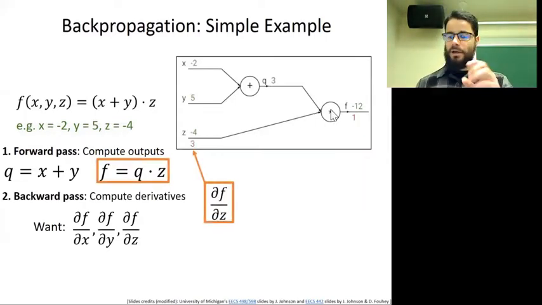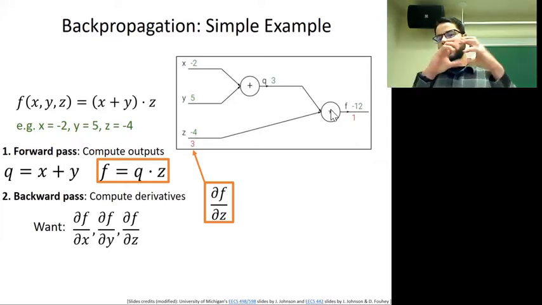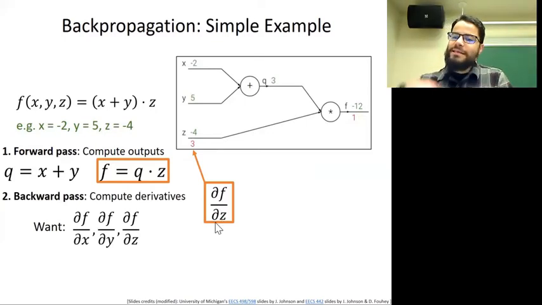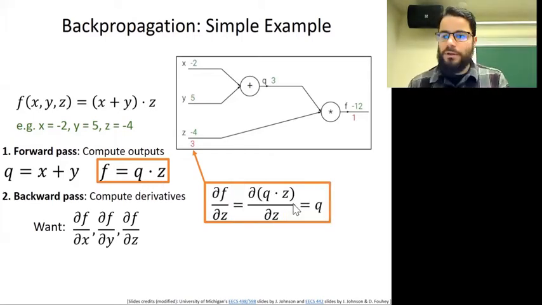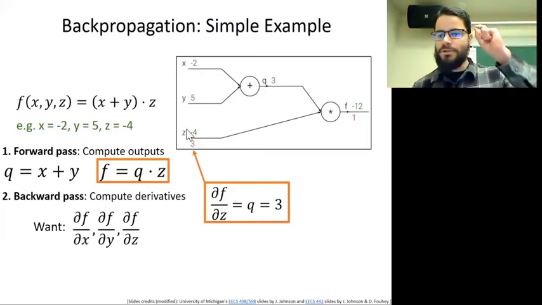The second derivative is, okay, so the idea is you get a node, and then you do the derivatives of this node, and then the derivatives of whoever is connected to this node. So the simpler one is this input here. What is the derivative of the loss with respect to input z? Well, we know the equation for the loss. We just said that the equation for the loss is q times z. So the derivative of q times z with respect to z, of course, is just going to be q. And we know that the value of q is 3. Therefore, the backward propagation is going to be 3 here. The derivative of the loss with respect to this particular input is going to be 3.